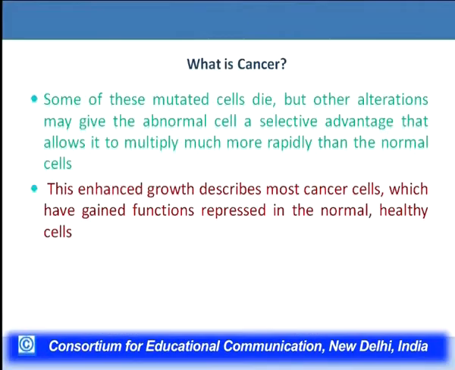Now some of these cells may die. That means not all the mutated cells are able to survive. Some of them may die, but there might be certain changes or alterations in these abnormal cells which give selective advantages to those cells, so that they are able to multiply much more rapidly than the normal cell. So mutated cells might die, or they might have an advantage over the normal cells, so that they multiply at a faster rate. And if that happens, it will lead to development of a tumor in the organism.